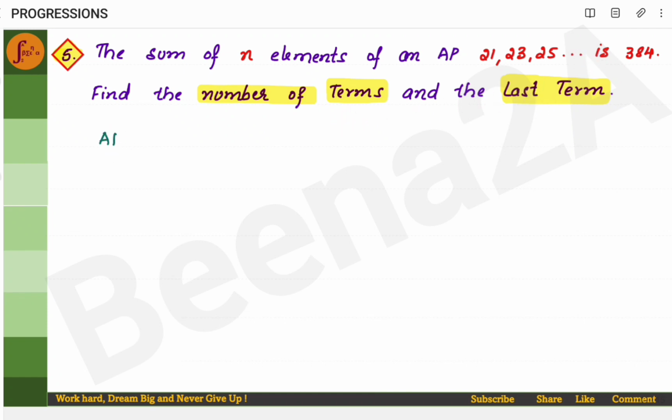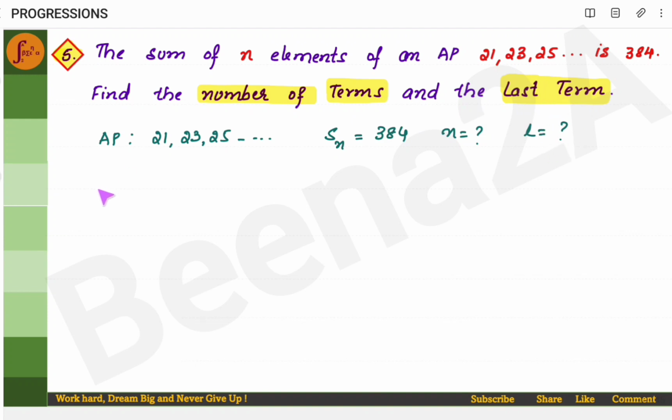What is the AP given here? The AP given is 21, 23, 25 and so on, and the sum of these n terms is given as 384. The sum, the total of all these terms, is 384. Now what do we have to find out? We have to find the number of terms, that is n. n is the number of elements, the number of terms. We'll have to find n, and we'll have to find the last term, L.